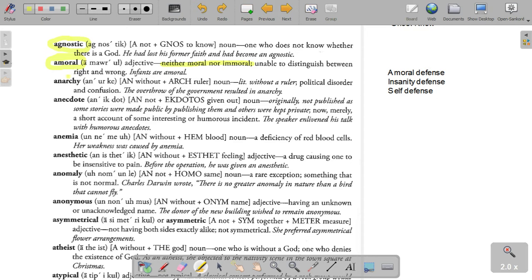Then there's anarchy. Anarchy comes from an plus arch, which is ruler. Think of an archbishop or a hierarchy. So it literally means without a ruler. If there's a state of anarchy, it's political disorder and confusion. The overthrow of the government resulted in anarchy. Now, can you think of any place in the world that has an anarchy as their form of government?